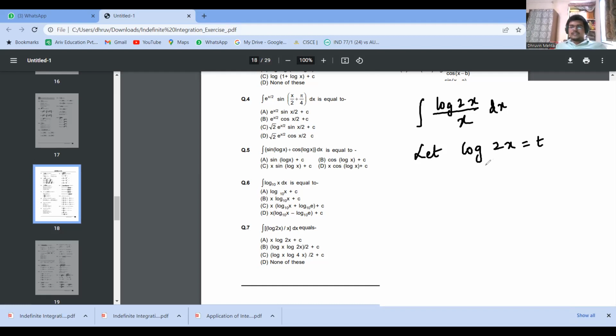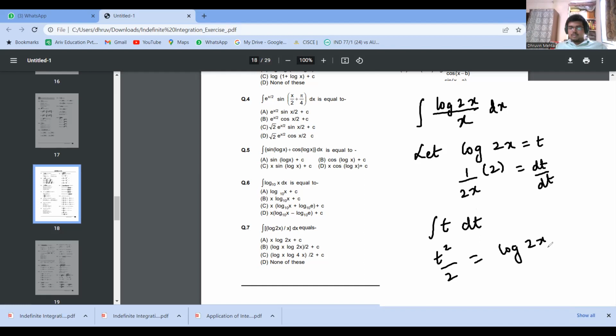So if we take log 2x as t, इसका derivative, Arush, what is the derivative? Derivative will be 1 by 2x into derivative of 2x which is 2. तो यहाँ पे उसका derivative भी तो present है, 1 by x. That is why we'll take it. So now this becomes integration t dt, which is t square by 2, which is log of 2x the whole square by 2.